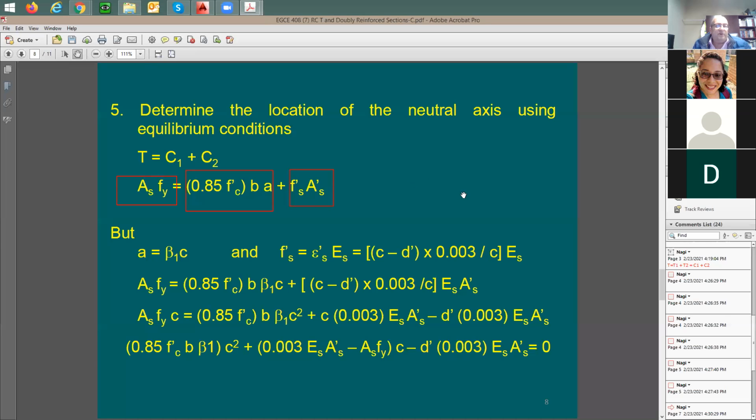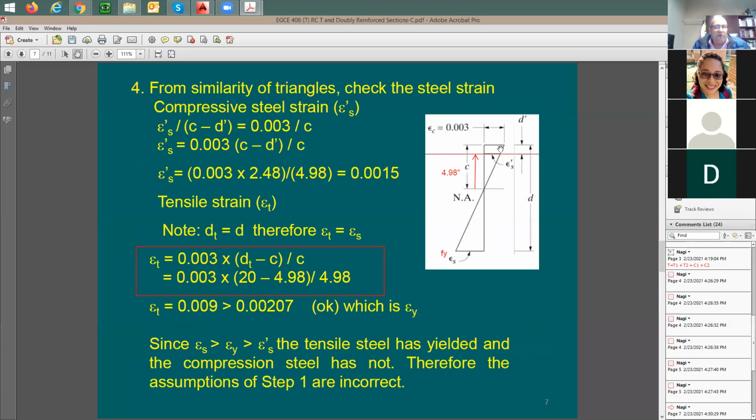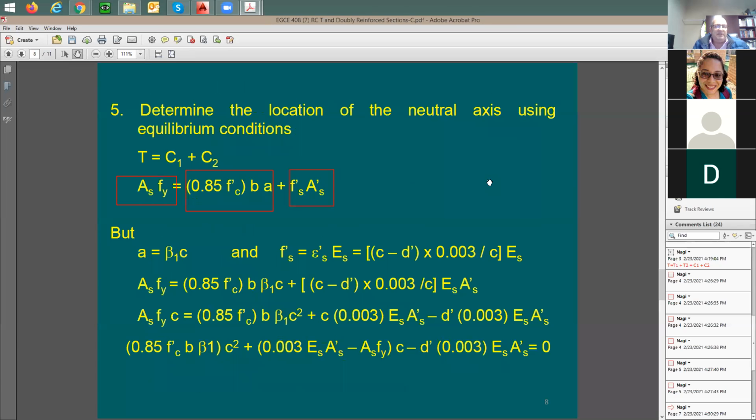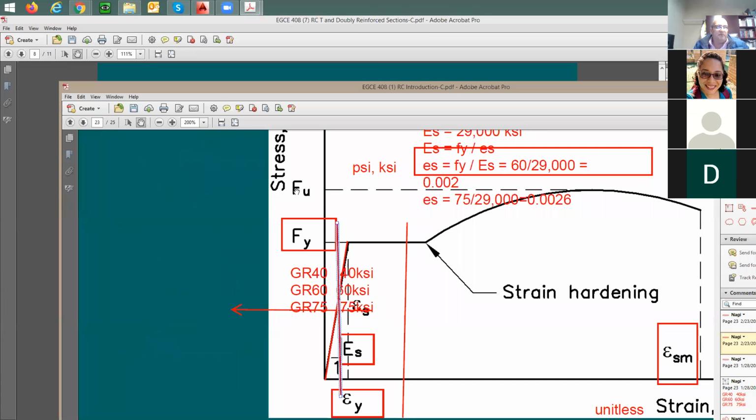The other equation is going to be based on the strain compatibility, which is the strain equation that you have seen. The strain of the top divided by c equals the strain of the compression divided by c minus d prime. This is the exact equation that I need to use. Here is the strain of the compression steel, based on the similarity between the two triangles. If you take the strain in the compression steel multiplied by Es, you end up with the steel stress on the top.